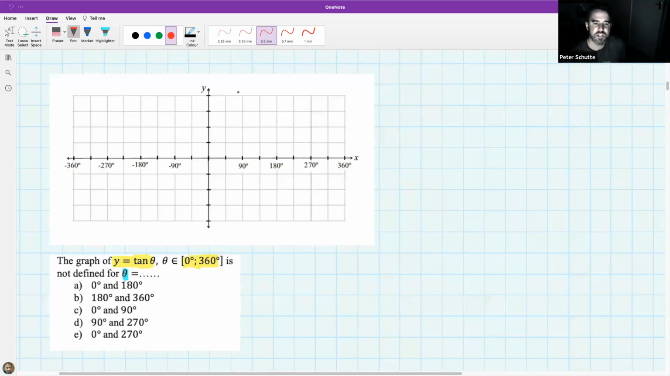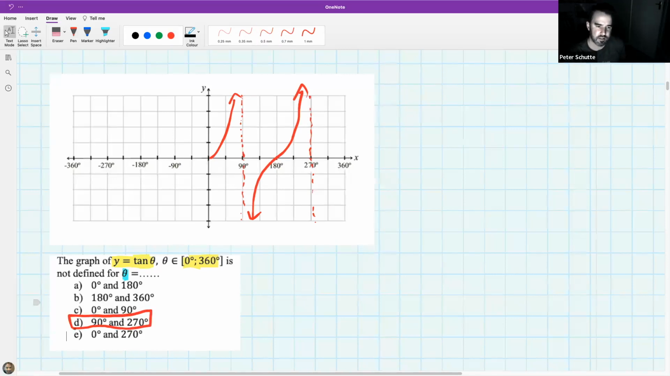So the normal tan graph in 0 to 360 would have an asymptote at 90 and again at 270. And those asymptotes are where it's undefined. So you can imagine it looks kind of like that, and then like that. So the correct answer is going to be 90 and 270, or D.